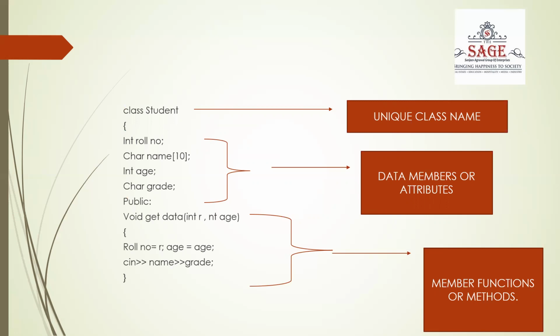So here we defined our class with a unique name, that is student. Here we also defined some member functions and data members. So this is an example of our class.